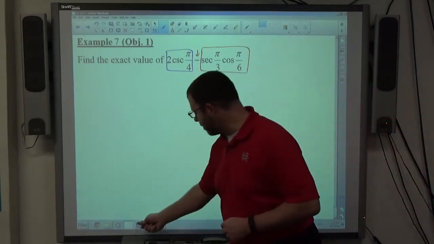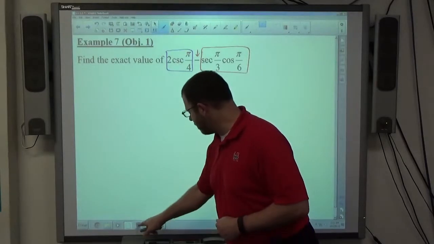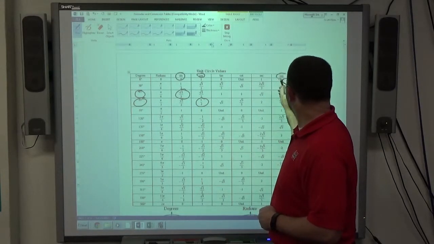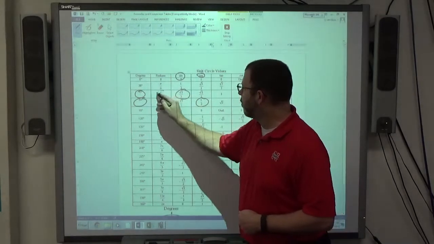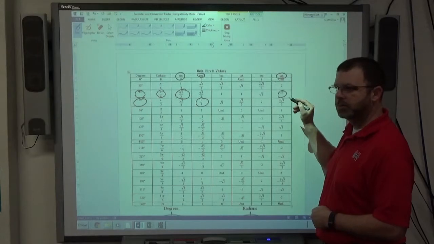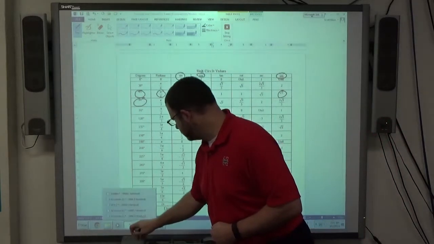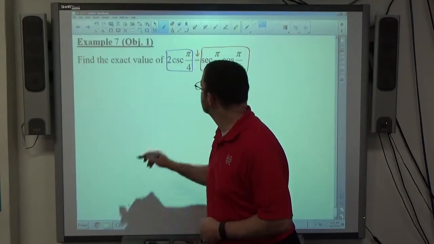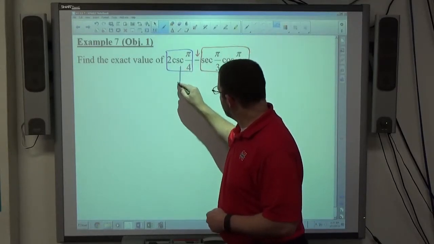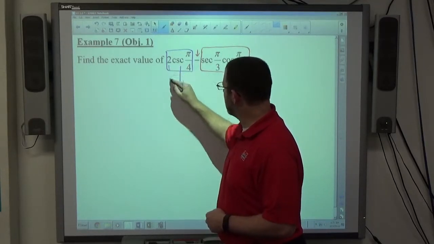So if I go back over my sheet, let's start with cosecant of pi over 4. Here's cosecant pi over 4. So as we go down here, we see that equals the square root of 2. So this blue part becomes the square root of 2, and that's being multiplied by 2.